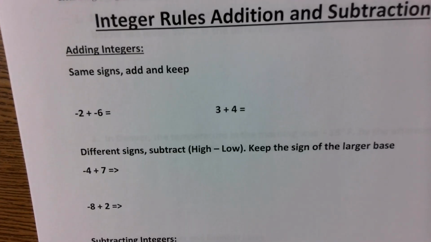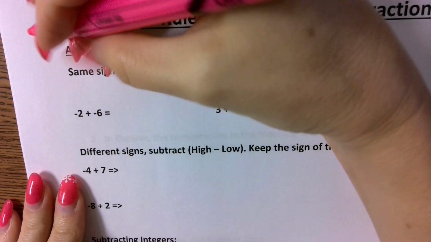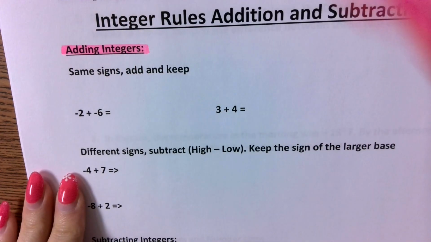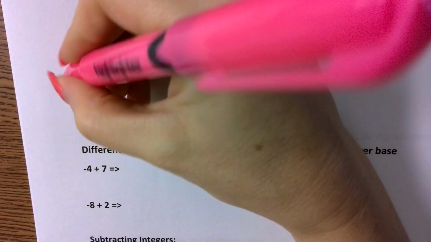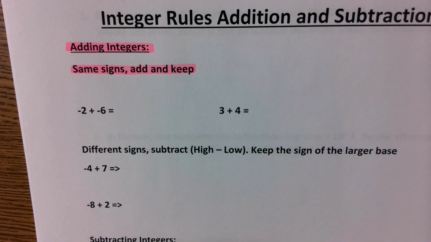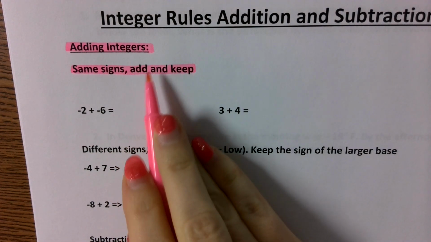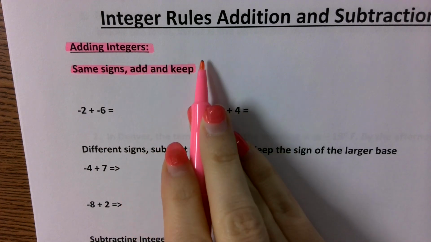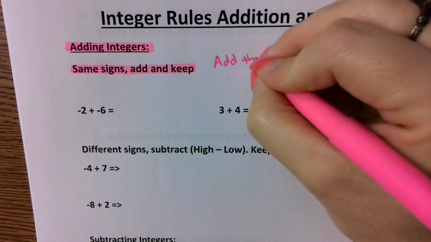So when we are adding integers together, there are 2 types of ways that we can add integers together. The first type is if the integers have all the same signs. So if the integers are all the same sign, meaning that they are all negative or they are all positive, then all you're going to do is add and keep. You're going to add the bases together and you're going to keep the sign. You'll add the bases.